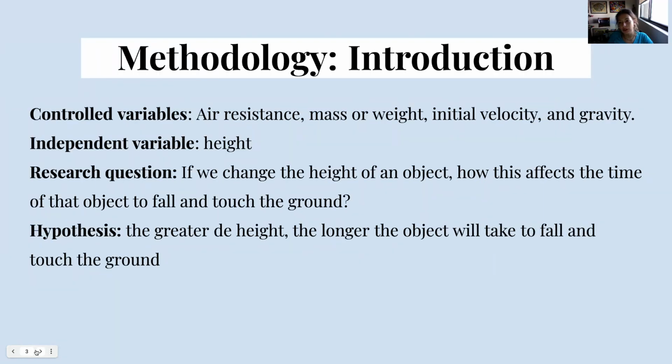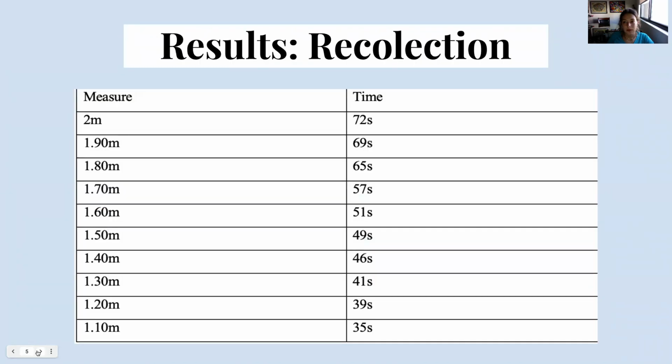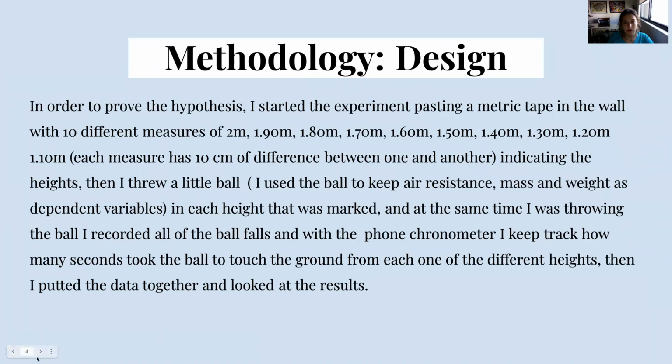Methodology introduction. The control variables are air resistance, mass or weight, initial velocity, and gravity. The independent variable is height. The research question is the one that we said before, and the hypothesis is: the greater the height, the longer the object will take to fall and touch the ground.